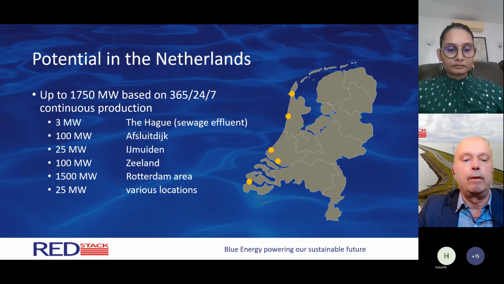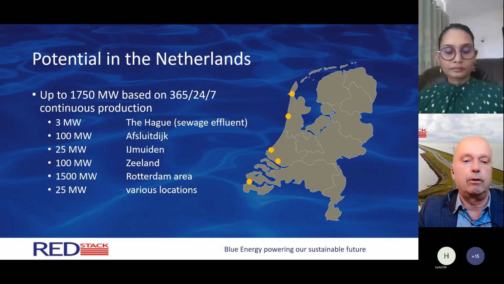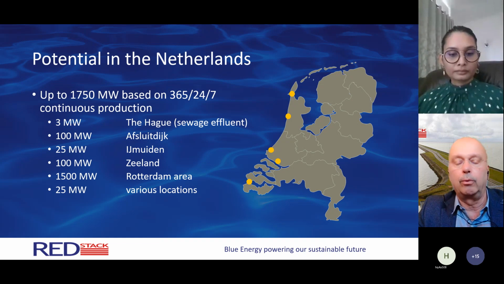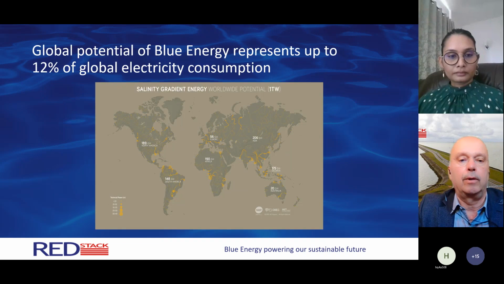And the top one, 3 megawatt, is where, for example, municipal treated sewage from a big city flows into the sea. Sewage is also a freshwater flow. When it flows into the sea, there you can harvest power, and maybe use that power for powering the wastewater treatment plant. That's about the Netherlands. What about the world?